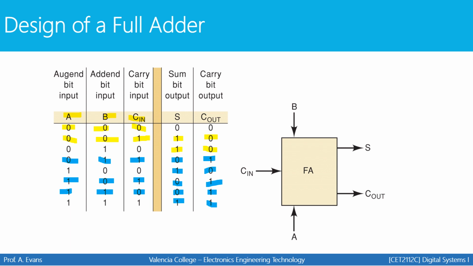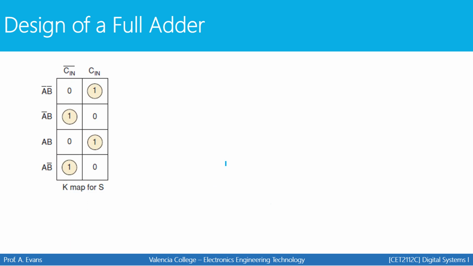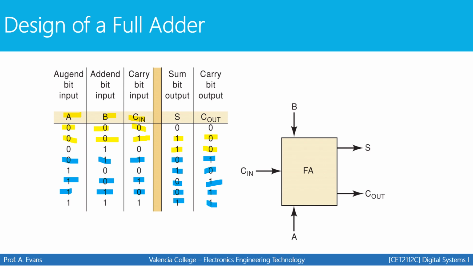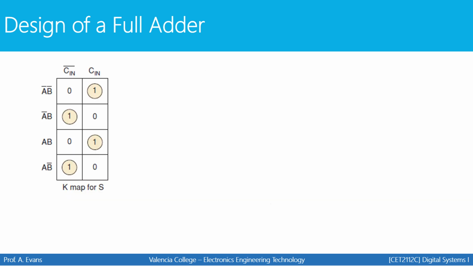Now that we have a truth table that describes how the circuit should work, the next step in the process is to make a K-map. Here's the K-map for sum. If you were to take that truth table, make a K-map for sum, which is the S, this is what your K-map would look like. Notice that you can't make a group of 2 anywhere. So if you were to write out the equation for the output for sum, here's what it would look like.